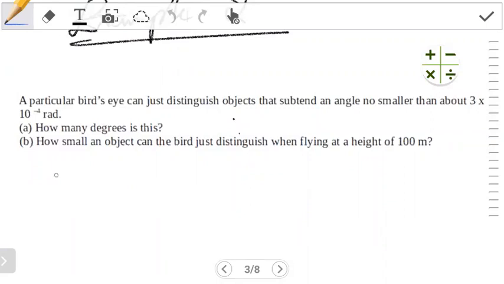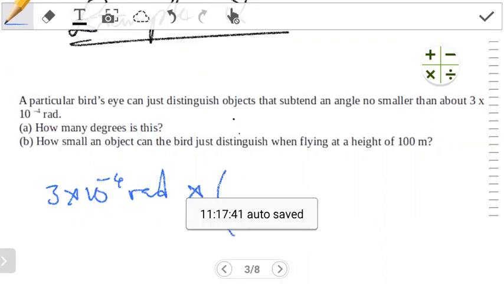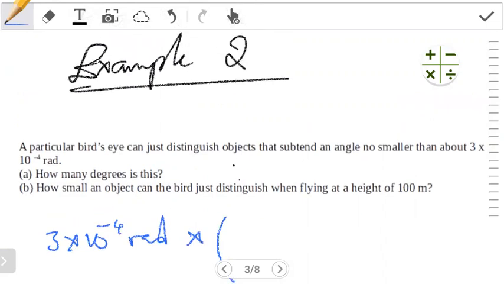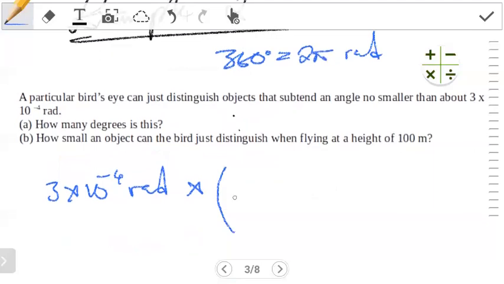The angle is given to us in radians. It's given somewhere here: 3 by 10 to the power negative 4, right? They want us to convert this to degrees. So here we're going to multiply by the conversion factor. If you recall, for degrees to radians, 360 degrees equals 2 pi rad. I want to eliminate the rad, so I'm going to have it in the denominator: 2 pi rad, and in the numerator I'm going to have 360 degrees.